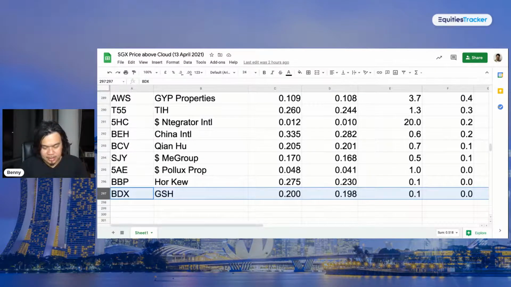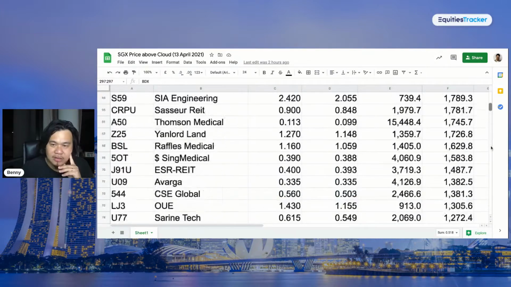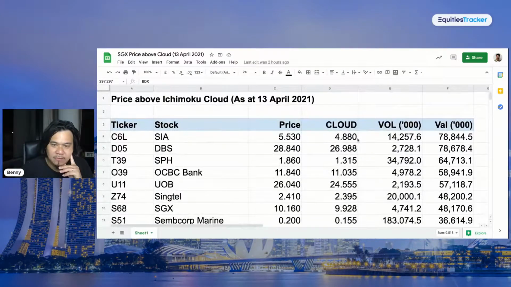Let me just use my calculator over here. 300 divided by 1,600. It's 19%. That means 19% of the stocks in SGX are currently bullish. So the other 80% are below the cloud. This is based on my data. I've already sorted this by the value of the contract or stock traded today.